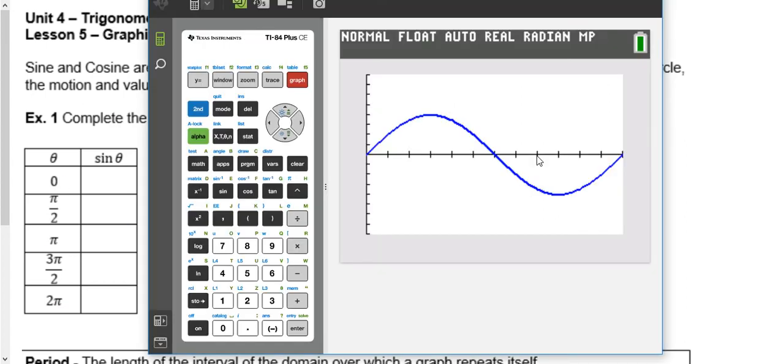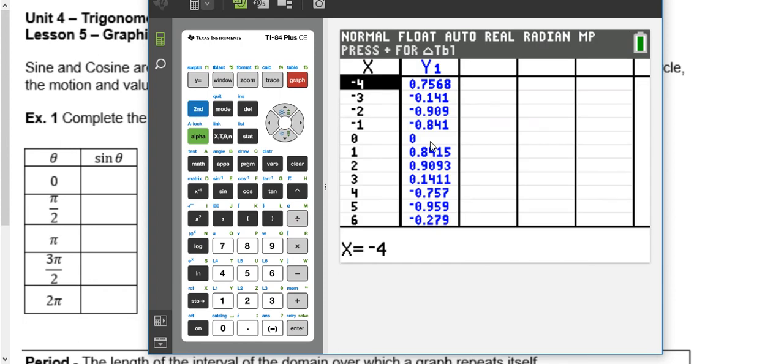And again, that's straight off of our graphing calculator. How do I get to my table of values? Go second graph and I bring up a table of values. However, look at my x values. These do not match up to these ones over here.